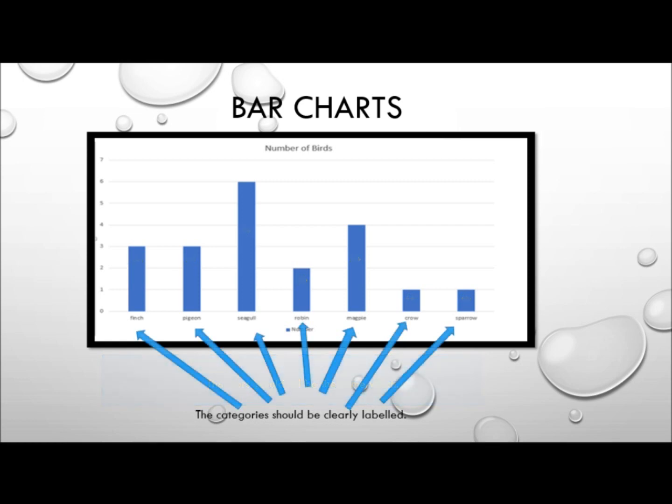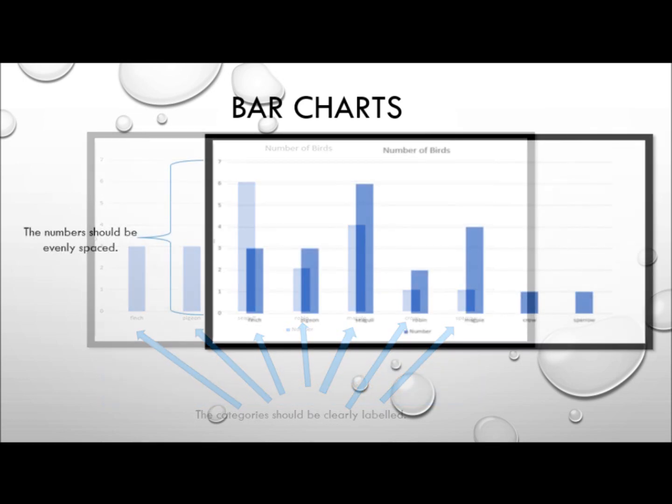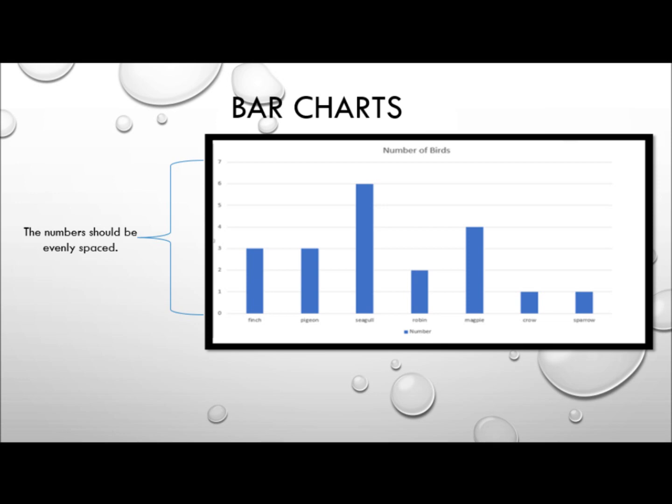Your categories should be clearly labelled. The numbers representing the frequency should be evenly spaced. What you don't want is to run out of space towards the top or the edge and have to cram the numbers closer together so that your bars don't accurately reflect the difference in frequency.